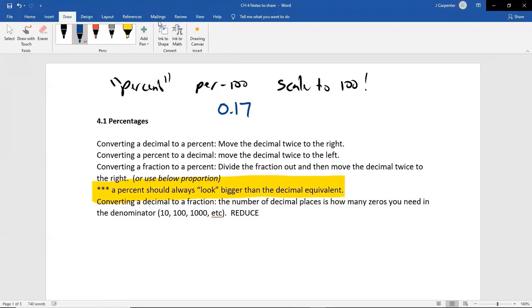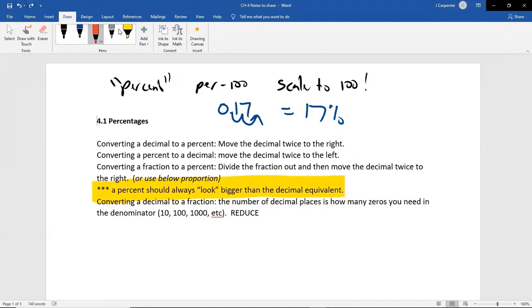So, okay, I know I was supposed to move it twice, but moving it left made it look smaller, so let's make it move right so that it looks bigger. Now we don't need to write this decimal because it's a whole number, so I'm not going to write it. And then there's our percent. And 17 looks bigger than 0.17. That highlighted memo, oops, too far, has saved me countless times, and believe me, it will do the same for you.